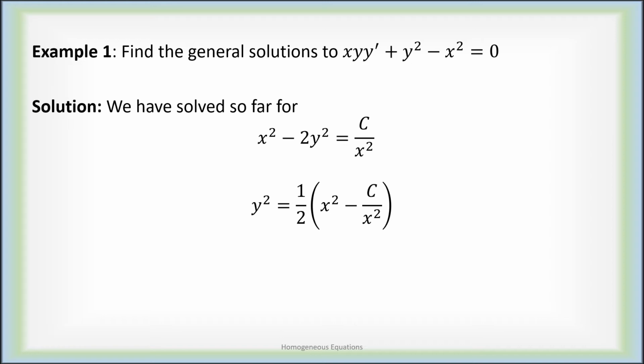Solving for y squared yields this, and then solving for y introduces a plus or minus. So there is our general solution to the differential equation we started with. This constant can be anything, positive or negative, and we also have a plus or minus here, but altogether, that's all solutions to this differential equation.